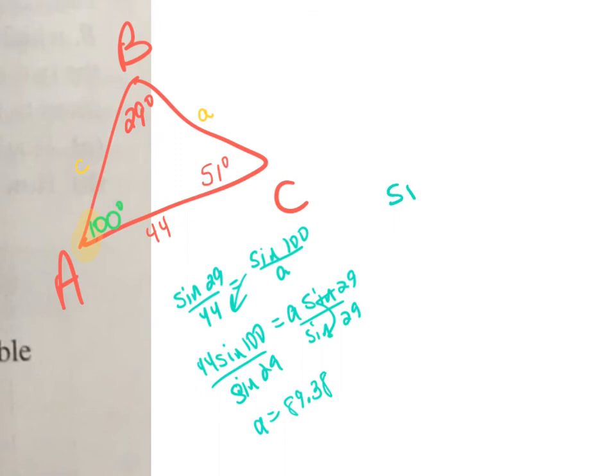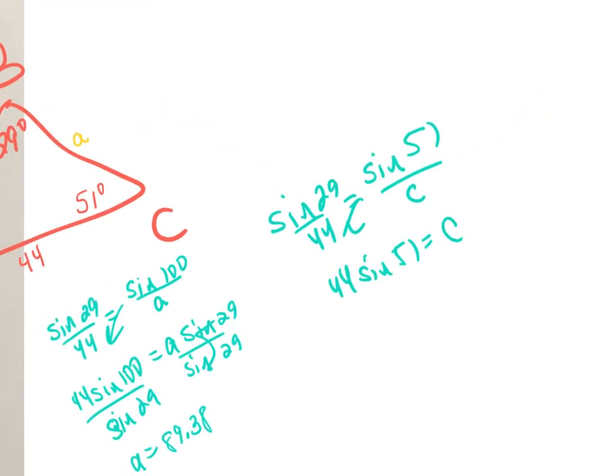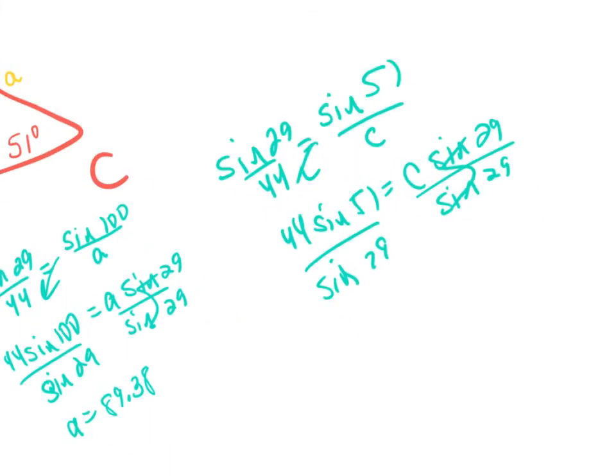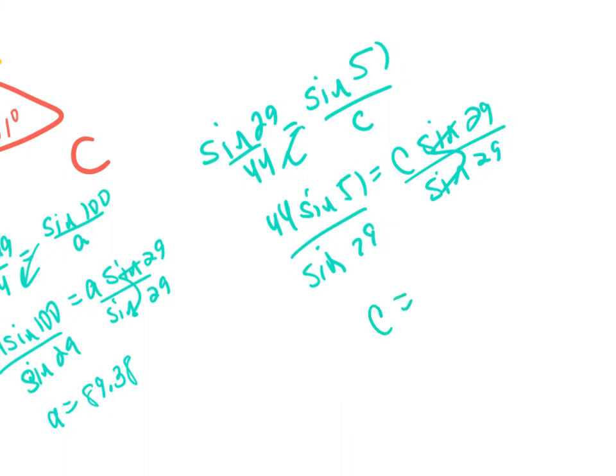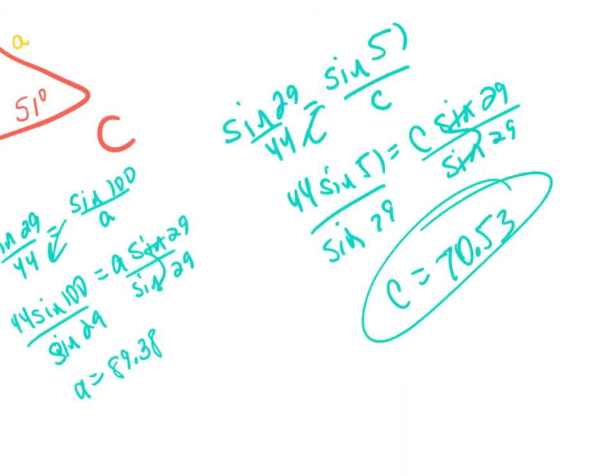Then I'm going to do the same thing, using the same proportion, sine 29 over 44. I want to know how long side C is, so I'm going to use angle C, sine 51 over C. Cross multiply, 44 times the sine of 51 equals C times the sine of 29. Divide both sides by sine 29, and I get C is about 44 times the sine of 51 divided by sine 29, 70.53 units. So we solved that triangle.